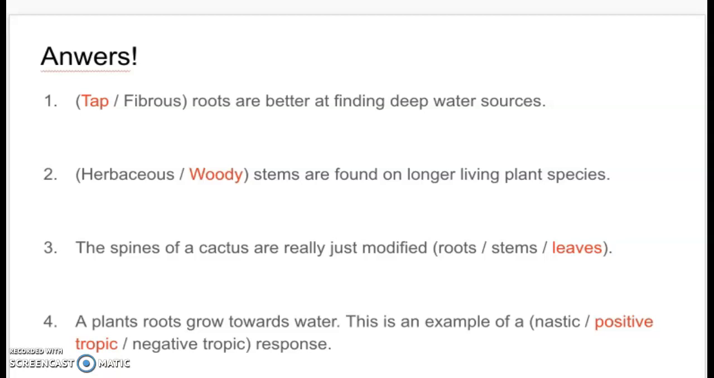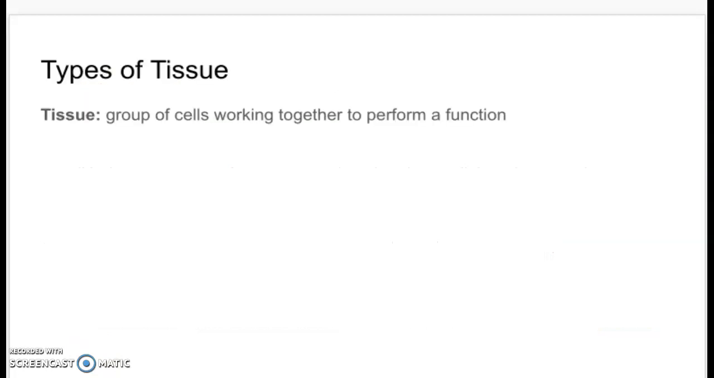Okay, so we are going to start by talking now about the types of tissues. So remember at the beginning of the year, we have cells. We talked about the organization of cells. So cells, a bunch of cells working together, form tissues, and these cells are basically in charge of a specific function. So we are now going to talk about what those functions are for plants.